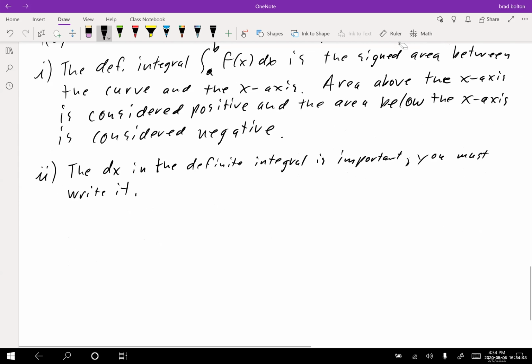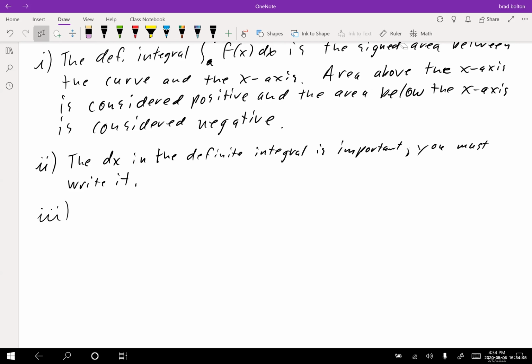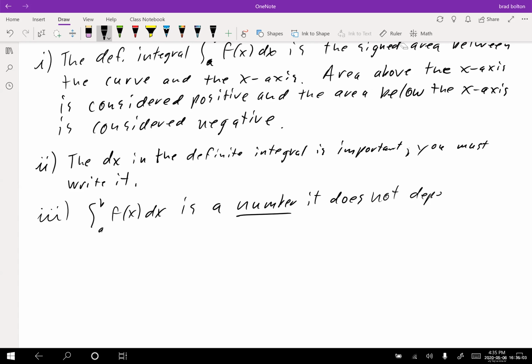And the third thing I want you guys to keep in mind is the integral from a to b of f of x dx is a number, okay? And it does not depend on x, okay? So these are some things that we need to keep in mind, that area above the x-axis is considered positive, area below the x-axis is considered negative. F of x dx is an actual number. You're going to find a value, okay?